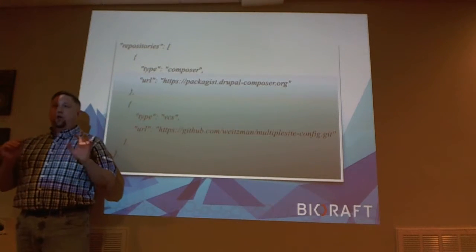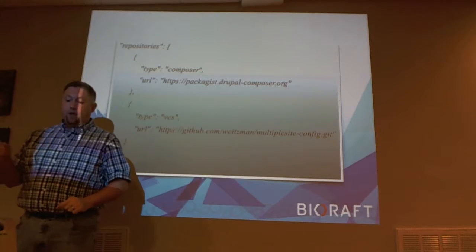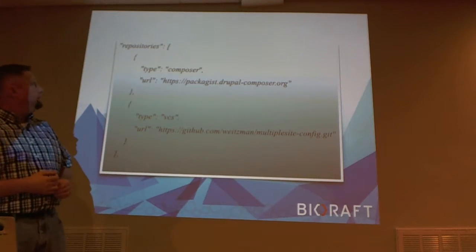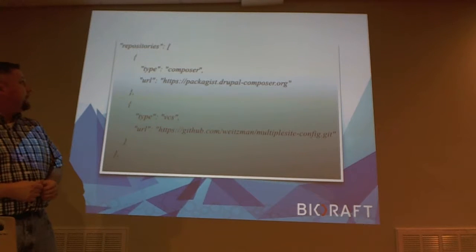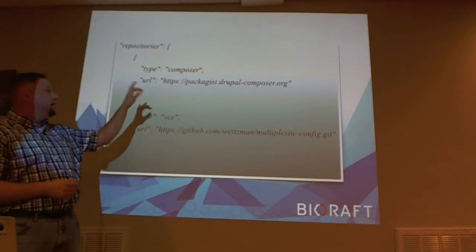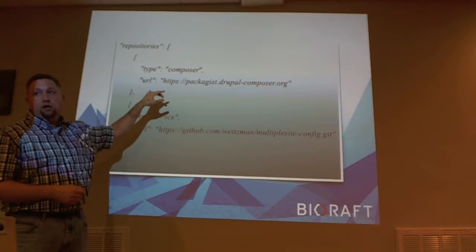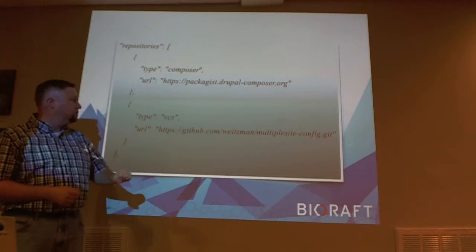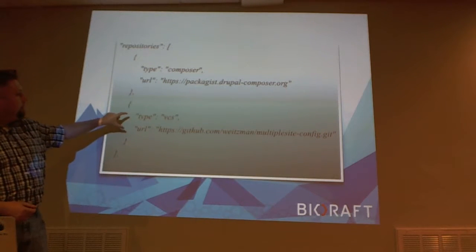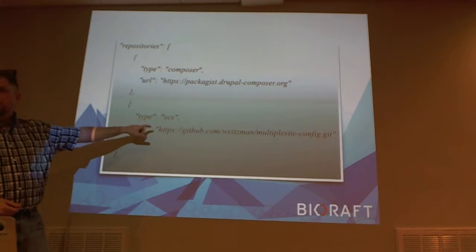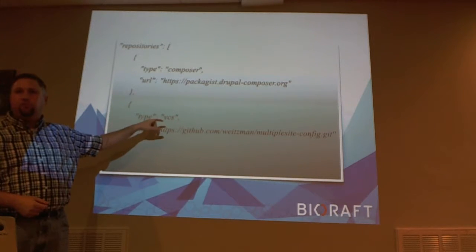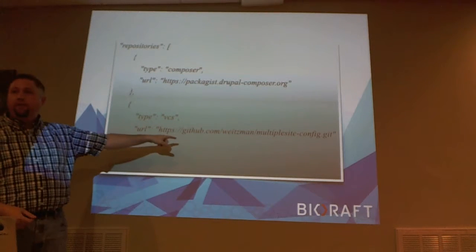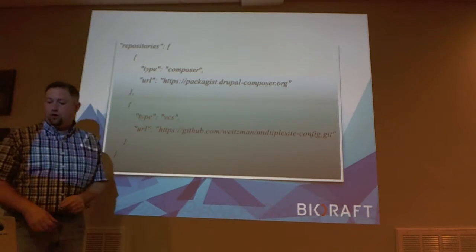I promise this is the only code you're going to see in this whole slide deck. This is an excerpt from a composer.json file. And in this particular one, we set up some repositories. So the first one we set up is the Drupal Composer repository. So that's where we're going to pull Drupal from and all of its contrib modules. This second one here, it's a type of VCS. So in this case, it's some version control system. It could be Subversion, it could be Git. In this case, it's Git. And this is where our config lives. It's just another repository.